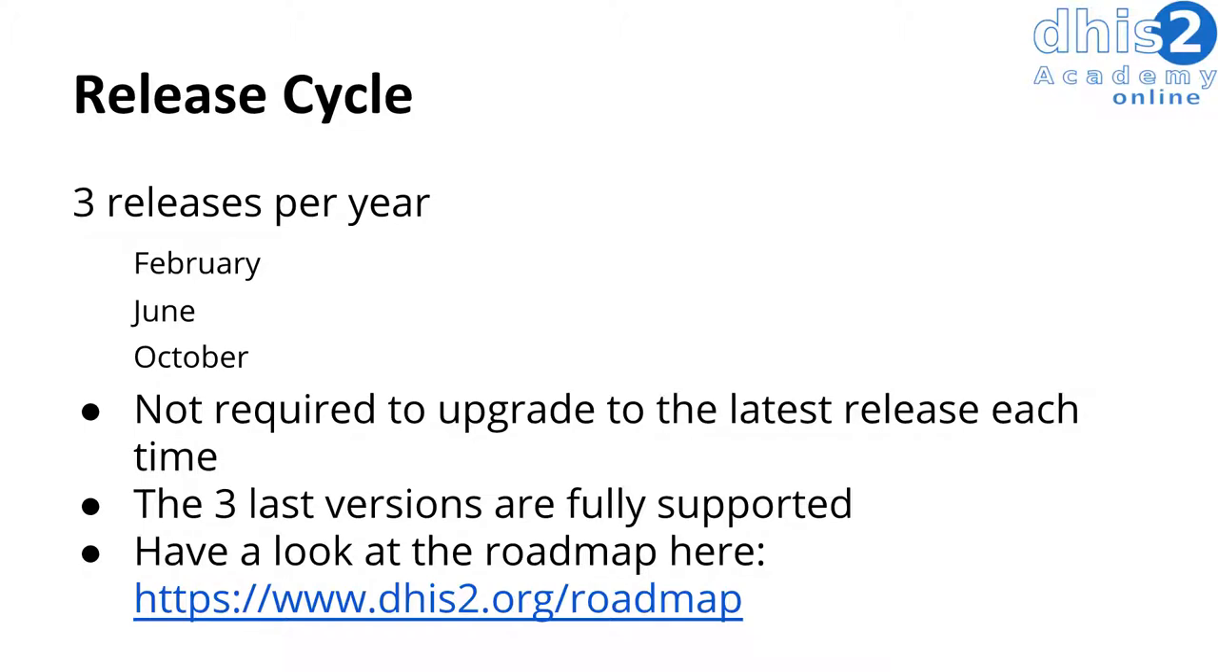DHIS2 follows a release cycle in which there are 3 releases per year. This means that 3 versions of DHIS2 are typically released throughout the year. This typically occurs in February, June, and October. You're not required to upgrade to the latest version each time it is released, as the last few versions are fully supported. You can have a full look at the roadmap in the link located below by downloading this presentation.